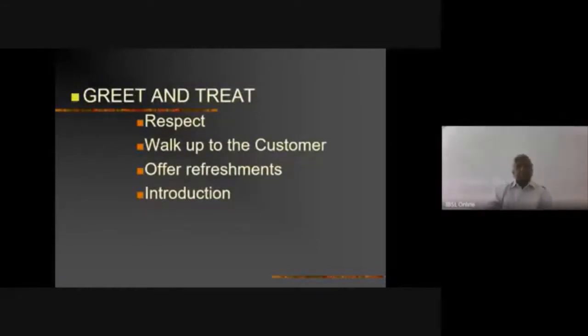Greet and treat. When the customer comes, greet, respect him. Walk to the customer, then offer a refreshment. Definitely, corporate customers, big distributors, big directors will come. They are also big companies, corporates. So walk to the customer, offer refreshment, ask them whether they prefer tea or coffee or any other soft drinks. And then introduction, start about the application and their requirement. Sometimes you may not know those directors, so introduce yourself and ask who they are, what their position is, and get that from them.